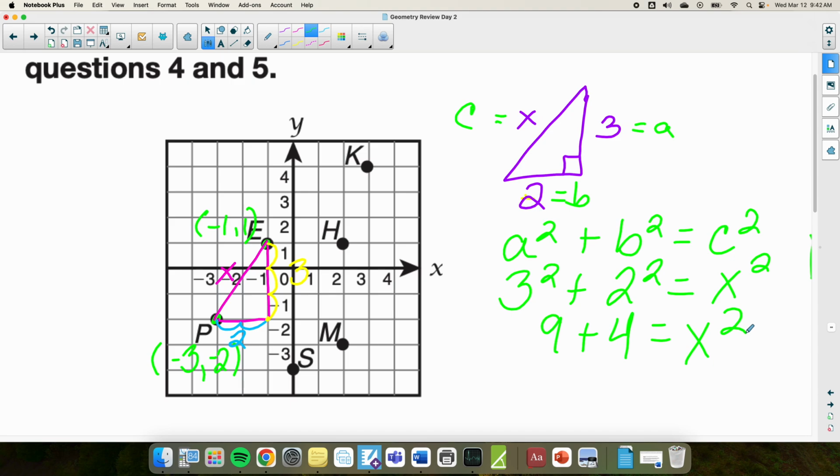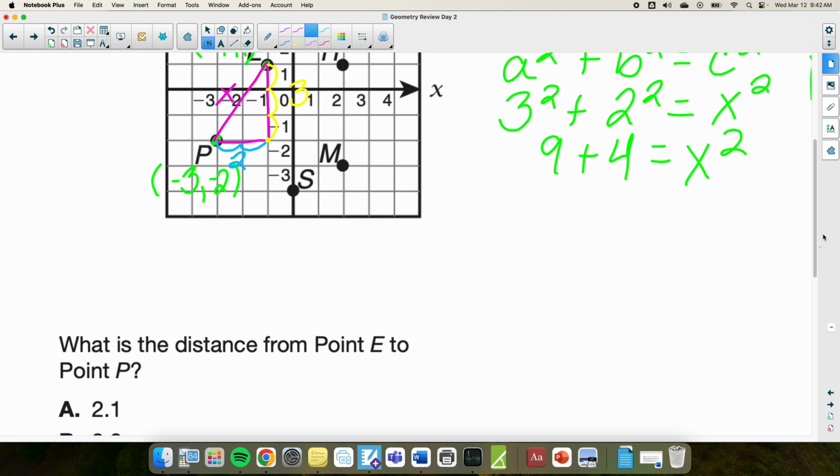Now, another thing I should have pointed out, this is one of those free response things on the test. So if I were you, if you want the most points, you're going to write every step out. Don't skip anything, okay? And then 9 plus 4 is 13. And then we take the square root.